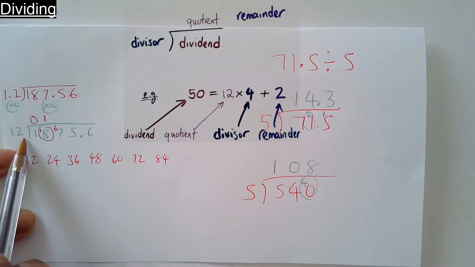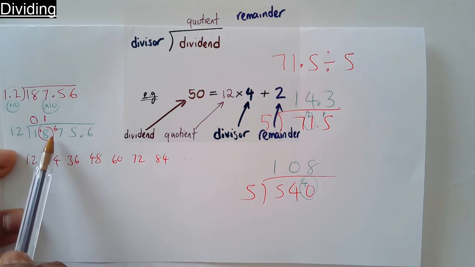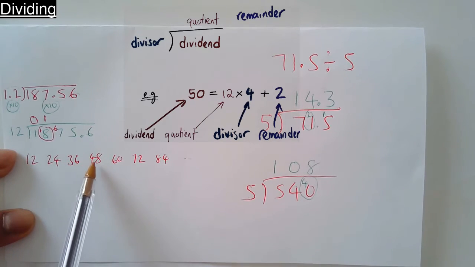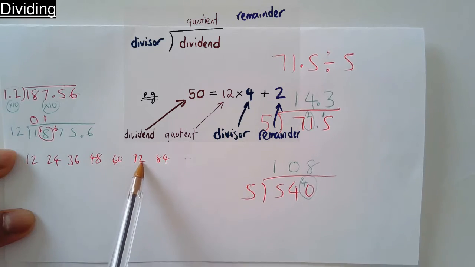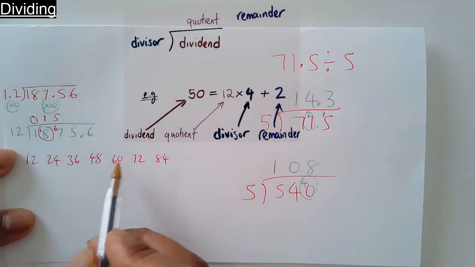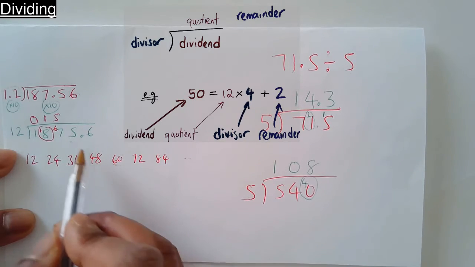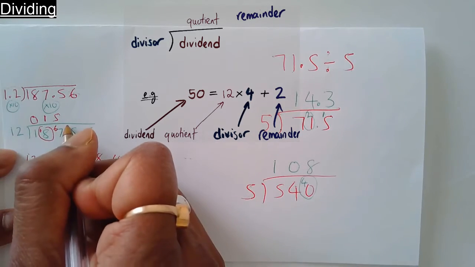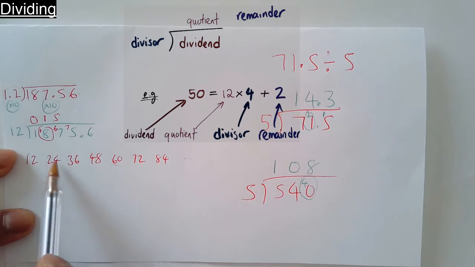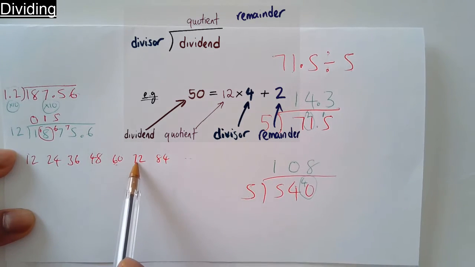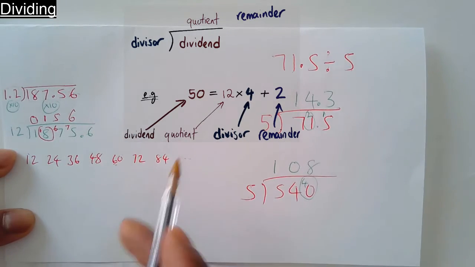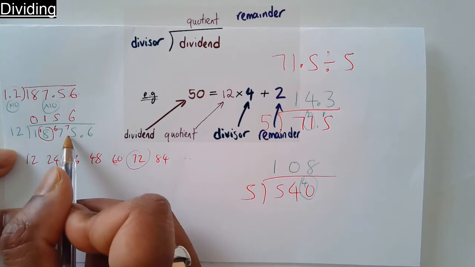Right, 12 into 67. That's 1, 2, 3, 4, 5. That'll be too much, so that's 5. 12 times 5 is 60. How many do I need to make 67? 7 remaining. Right, now 12 into 75. 1, 2, 3, 4, 5, 6. 12 times 6 is 72. How many more do I need to get 75? 3 more.